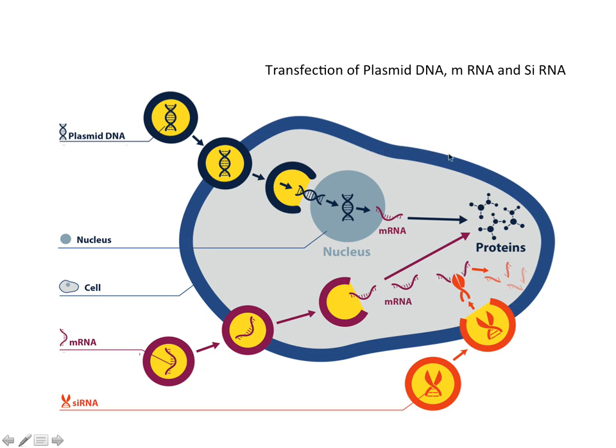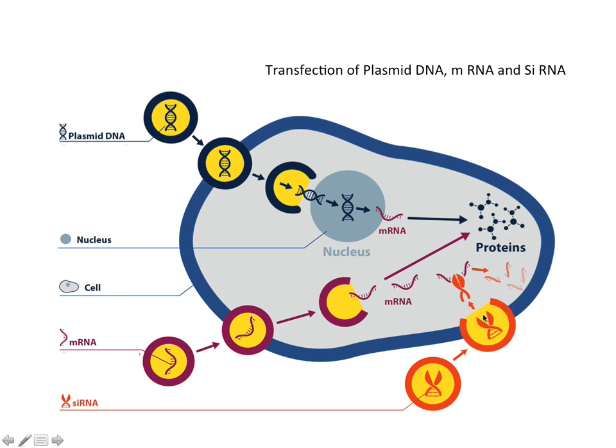So here in this figure, I have shown the various transfected molecules. Plasmid DNA is transfected inside the cell. Similarly, messenger RNA is transfected inside the cell, as well as siRNA, or short interfering RNA. After entering the cell, the plasmid DNA can go inside the nucleus and transcribe the mRNA and form the desired protein. On the other hand, mRNA can directly synthesize the desired protein once it comes inside the host cell.